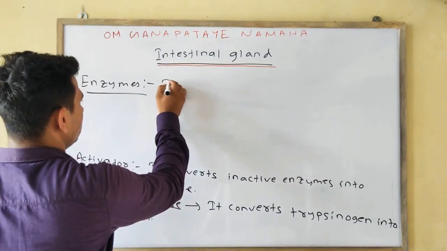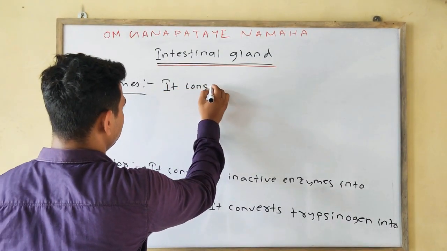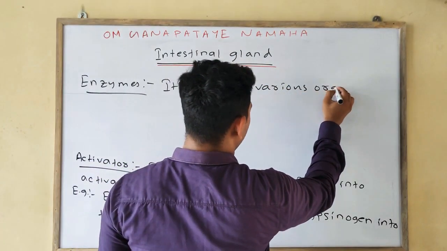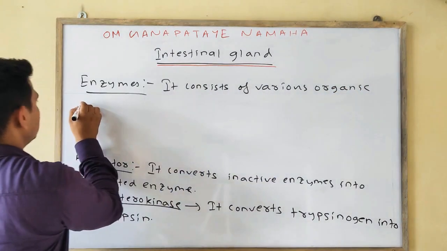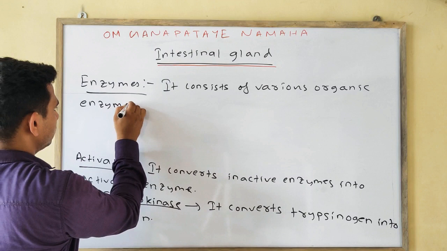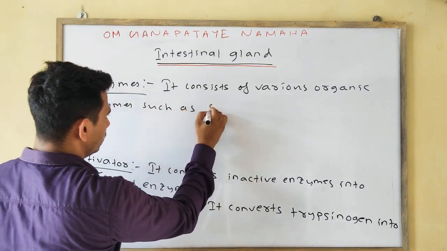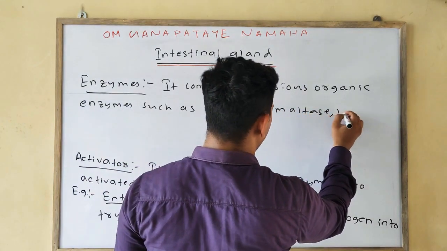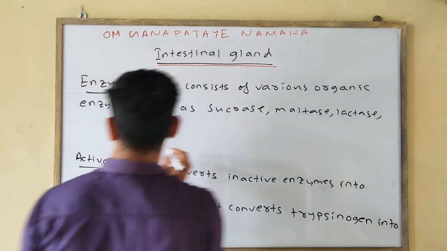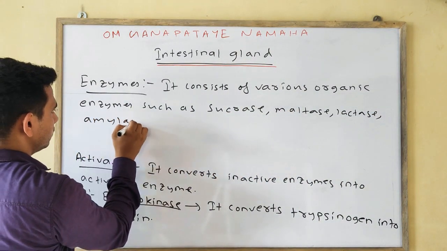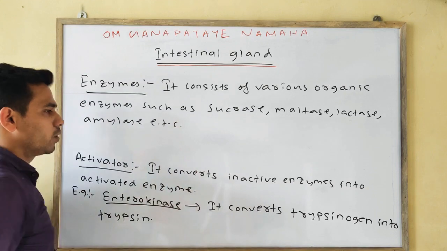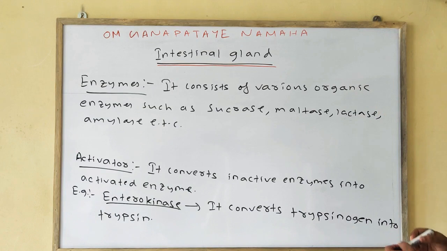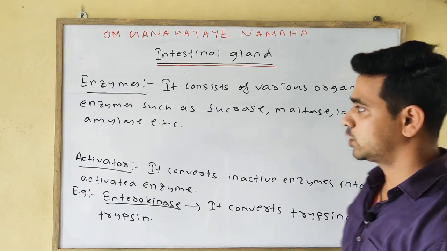It consists of various organic enzymes such as sucrase, maltase, lactase, amylase, etc. So this is all about the secretion, or we can say the intestinal juice, the succus entericus.